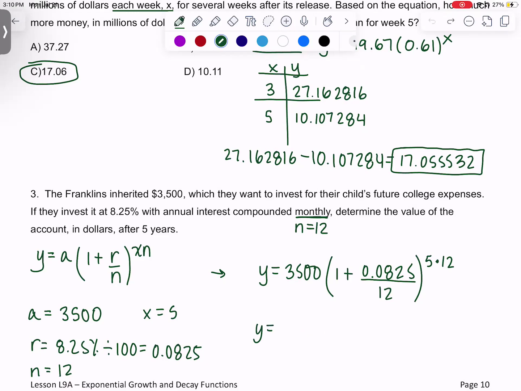We type that into Desmos, left to right. Again, don't forget to put parentheses in your exponent, since there's 2 things in there. The answer is 5,279.61.